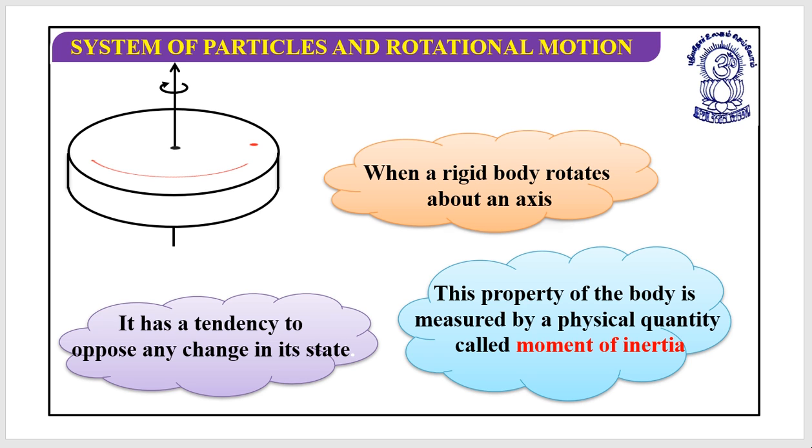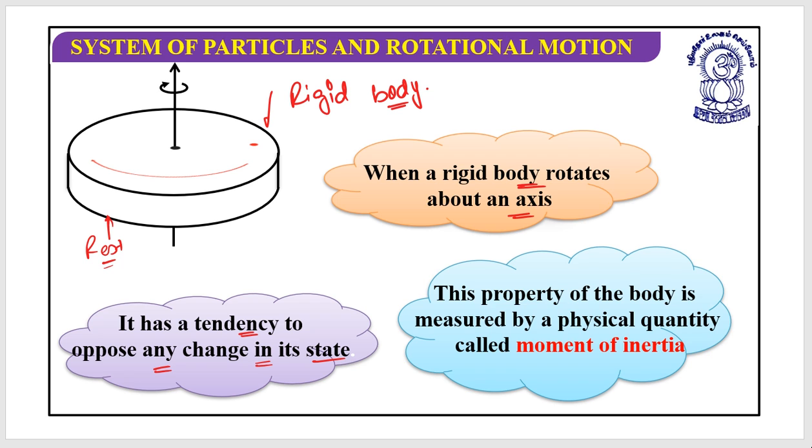Let's suppose, look at this. This is, I could say, one rigid body, and it is trying to move about this rotational axis in the clockwise direction. The arrow is indicating the same. So when a rigid body rotates about an axis, there is always a tendency to oppose any change in its state. Let's suppose initially this was at rest, and somehow we are trying to rotate it.